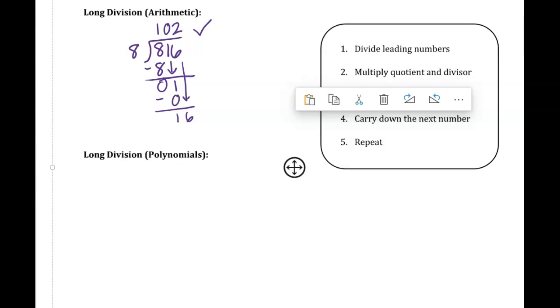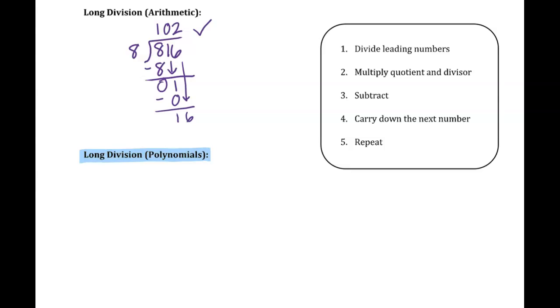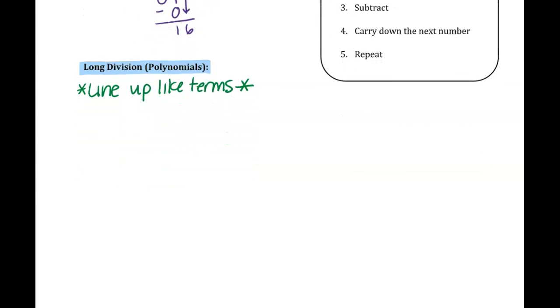So polynomials, big thing, line up your like terms. That will help a lot to ensure you make hopefully no mistakes, but at least fewer mistakes. So if we have x cubed plus x squared minus 5x minus 2 divided by x minus 2.